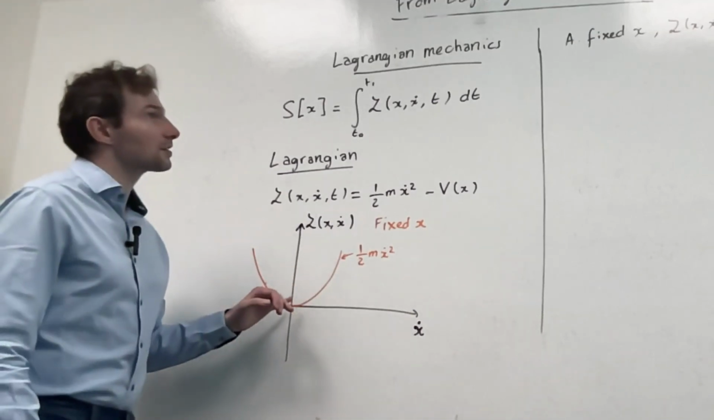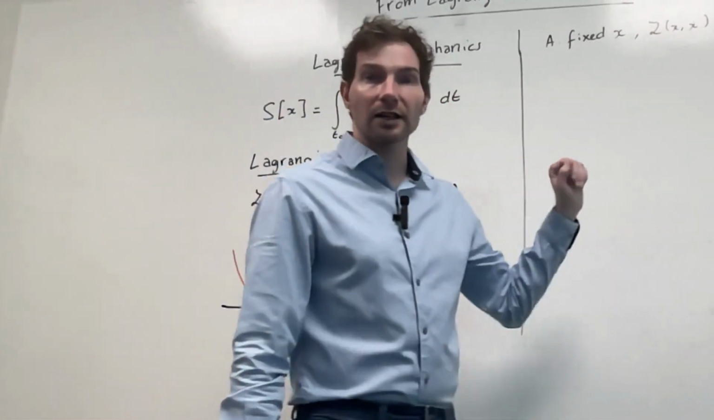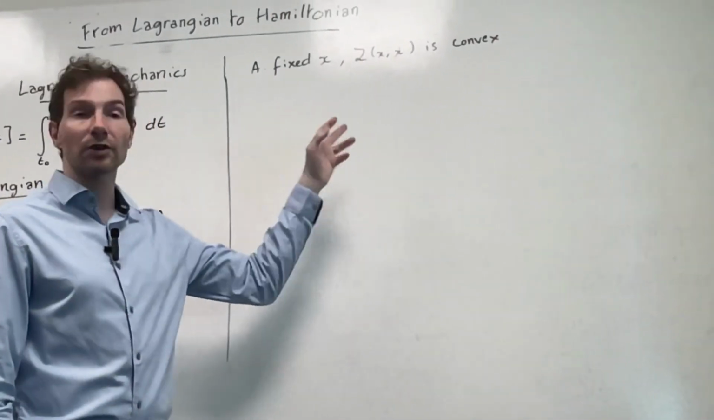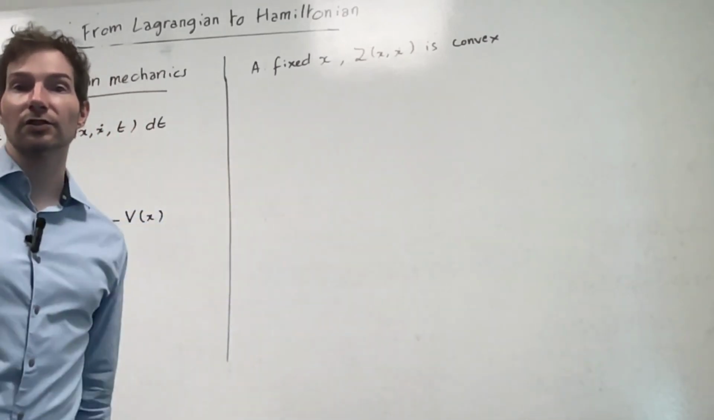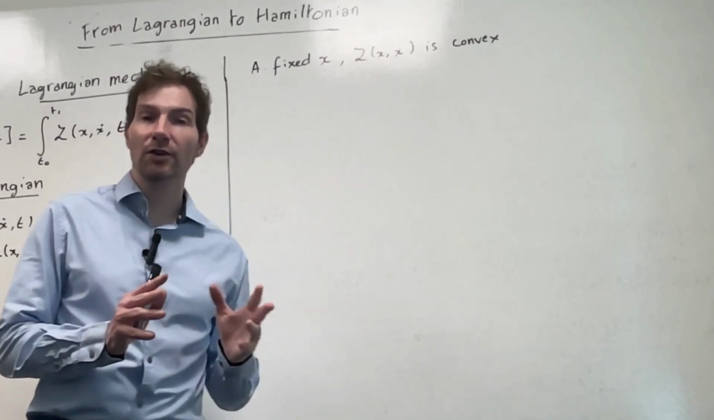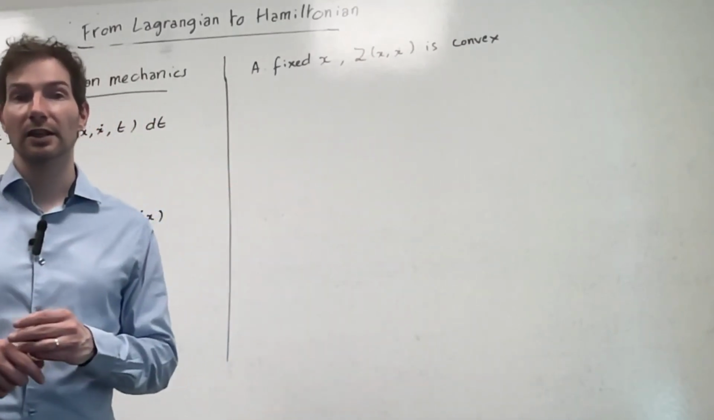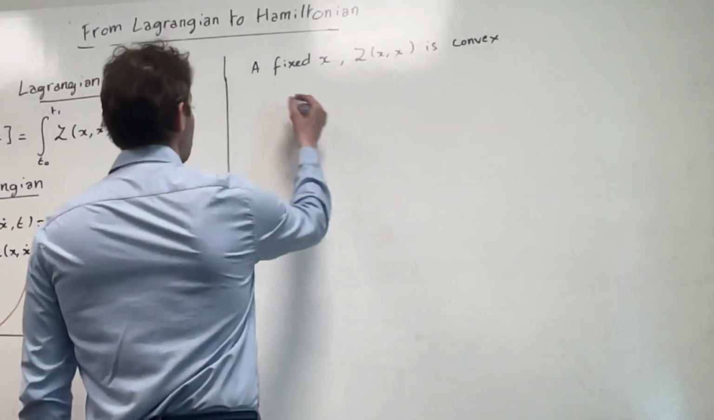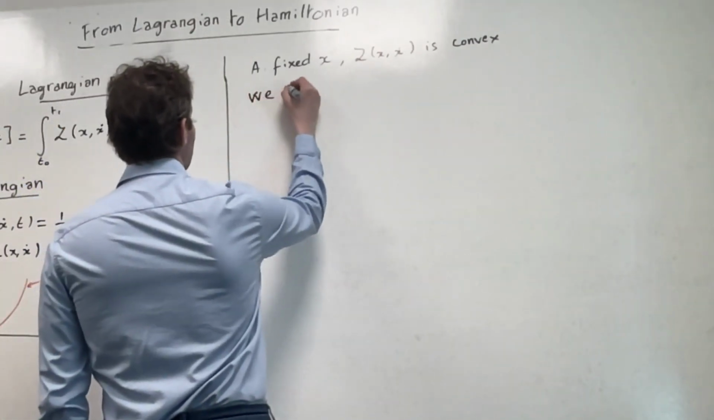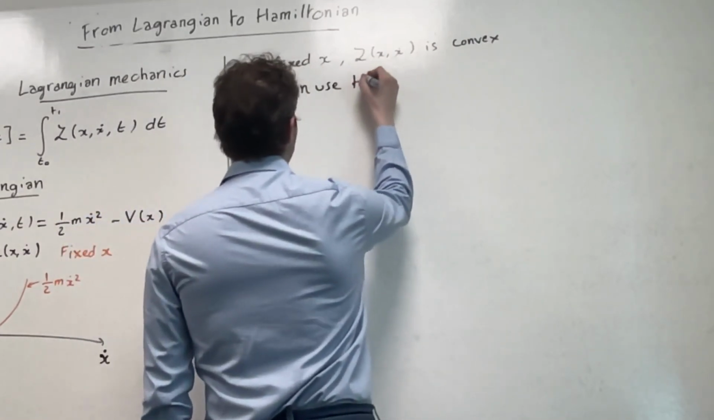So what we notice, and that's what I'm writing on that side, is that at fixed x, we've got that L as a function of x dot is convex. And what we've seen is that if we have a convex function, then we can use the Legendre duality. So the thing is that we can use the Legendre duality.